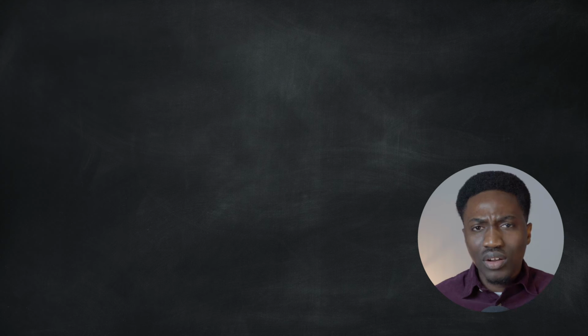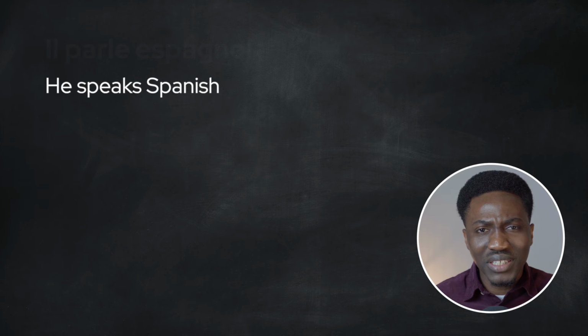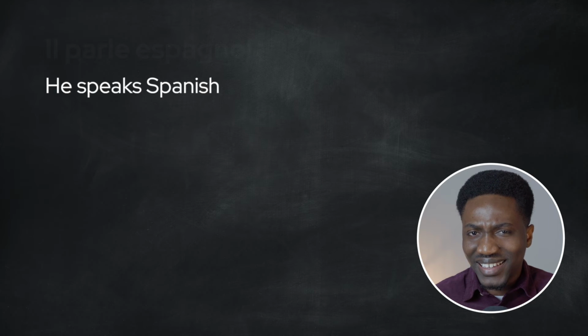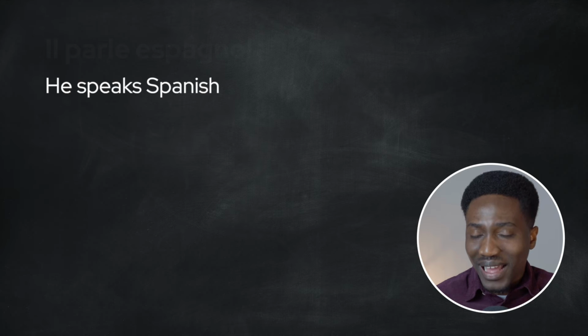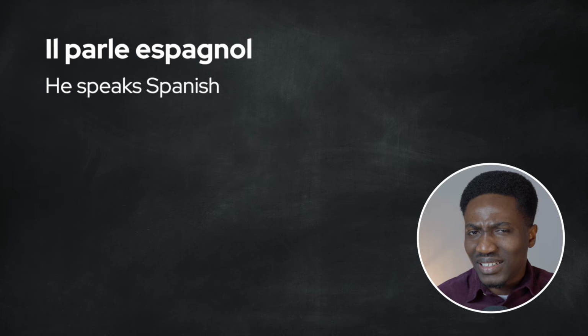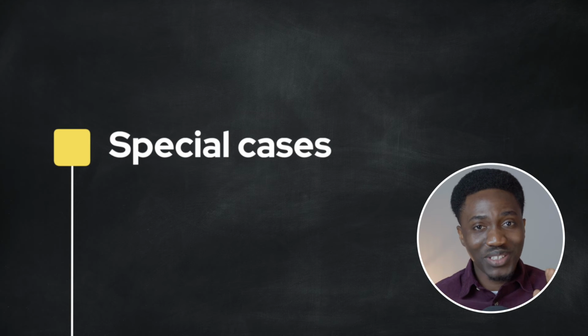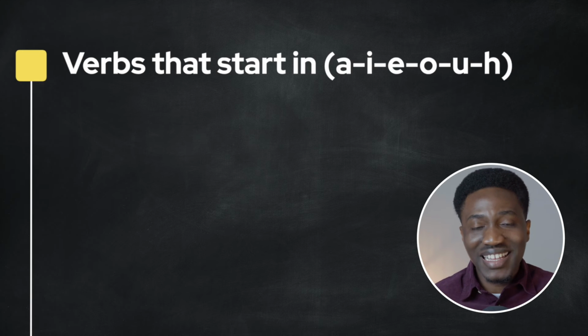What if I wanted to say, he speaks Spanish? How would I translate that to French? You know, the verb to speak is parler. You know, il parle espagnol. Do I need to add S at the end of parle? No, okay, because il, elle, or on takes only E. Wow, bravo. Now let's look at some special cases. The first case is for verbs that start with a vowel.